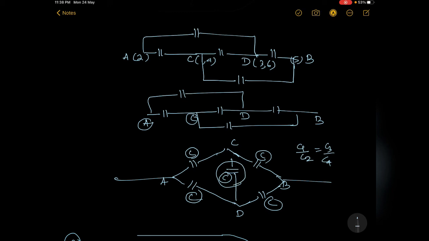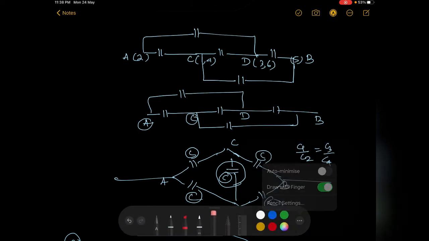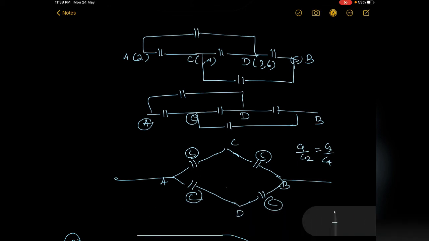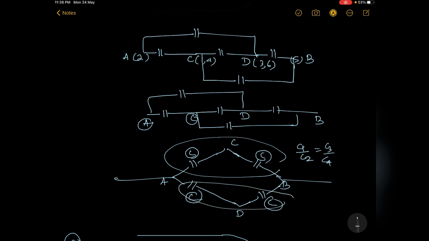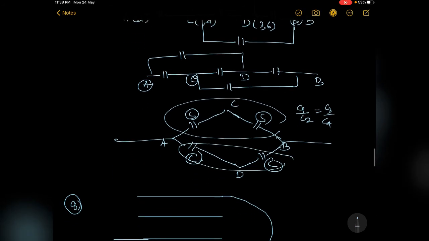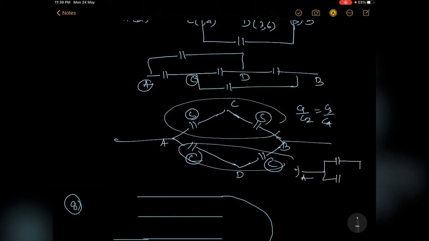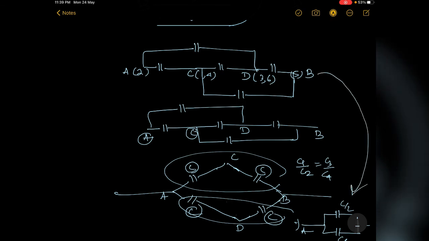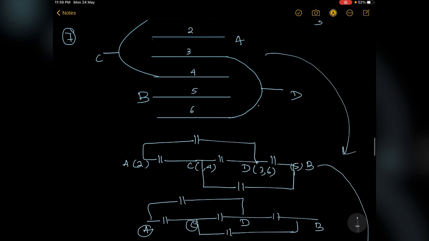ये वाला ओपन सर्किट हो जाएगा, इसका कोई वैल्यू नहीं रहेगा, राइट. तो अब मेरा क्या हो जाएगा, देखिए, जब ओपन सर्किट हो गया तो इसमें कोई कैपेसिटेंस ही नहीं रहेगा, उसको ड्रॉ करने का कोई मतलब ही नहीं हुआ अभी. अब ये दोनों सीरीज में हैं, तो इसका इक्विवेलेंट कैपेसिटेंस कितना आएगा. ऊपर का इक्विवेलेंट कैपेसिटेंस सी बाई टू आ जाएगा, नीचे का भी सी बाई टू. अब दोनों पैरेलल कॉम्बिनेशन, तो इक्विवेलेंट कैपेसिटेंस कितना आएगा, सी. तो ये जो सिस्टम मेरा बना इसका इक्विवेलेंट कैपेसिटेंस सी.